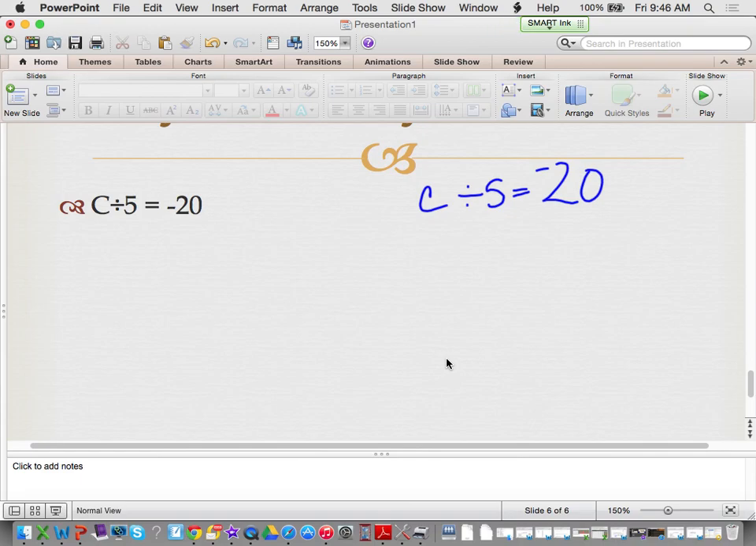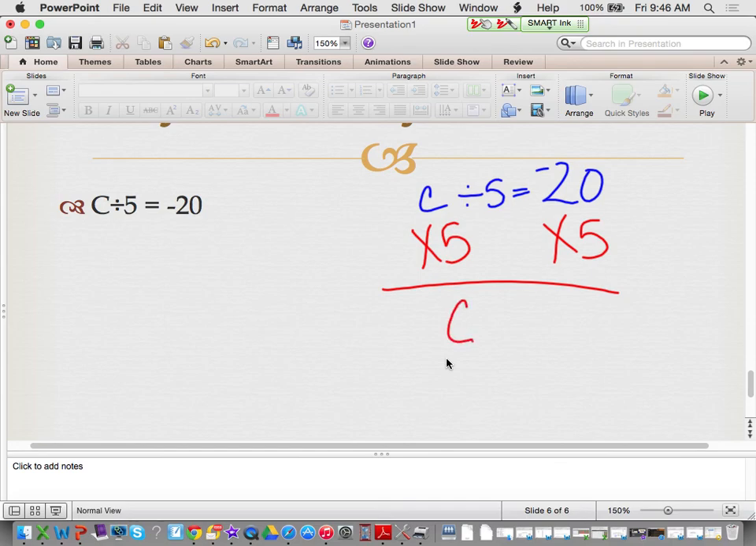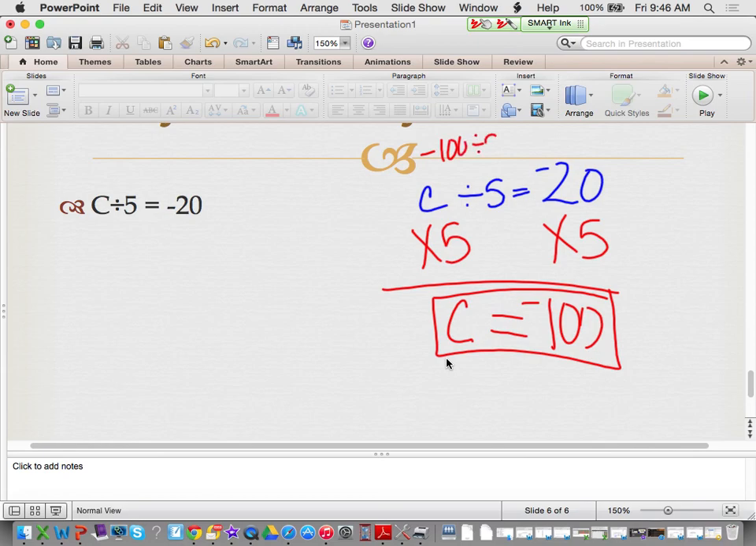How are you going to get rid of a divided by 5? Well, I'm going to multiply by 5, and I'm going to do that on both sides of the equal sign. So c divided by 5 and then times 5 is going to leave me with c. Bring down your equal sign. And -20 times 5 is going to be -100. Let's see, does -100 divided by 5 equal -20? It sure does, so I know my answer is right. I know -100 is the answer there. All right, ladies and gentlemen, you should be finished there. You should be able to answer the questions on the form now.